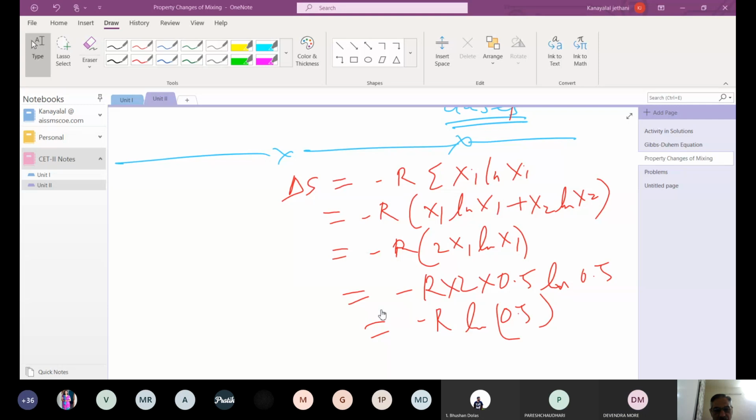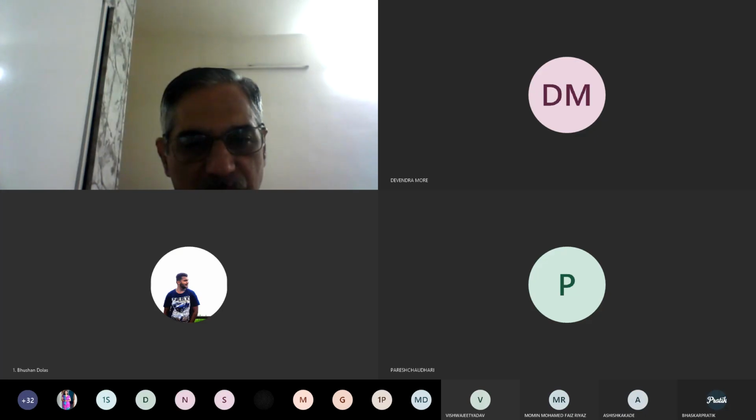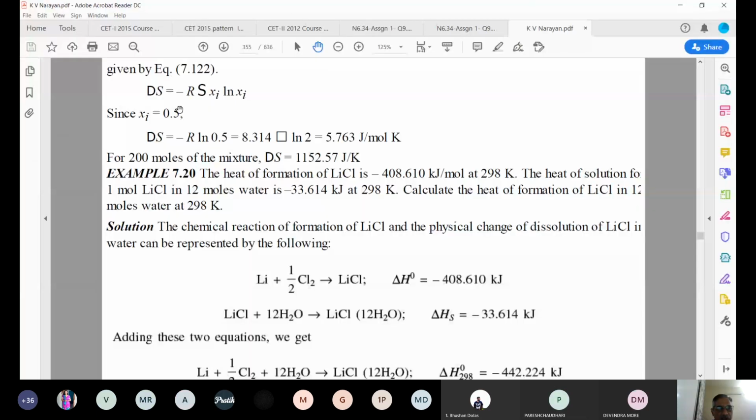Yes, sir. Okay, so coming back to that PDF, it is minus R ln 0.5, and we put in 8.314 here, and when we put this in, what you get is 5.763.